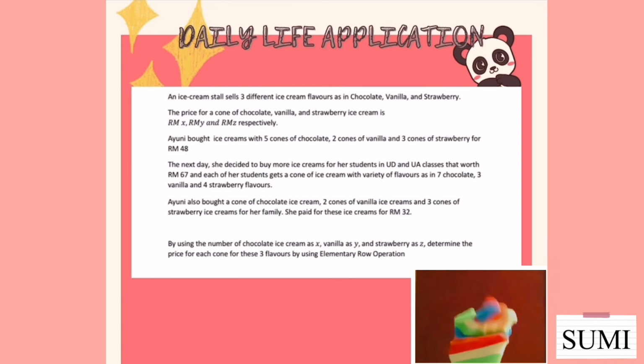Ayuni also bought a cone of chocolate ice cream, 2 cones of vanilla ice cream, and 3 cones of strawberry ice cream for her family. She paid RM32 for this ice cream. We need to determine the price of each cone for these 3 flavors by using elementary row operations. How can we do this? Don't worry, let me show you how to solve this problem step by step.